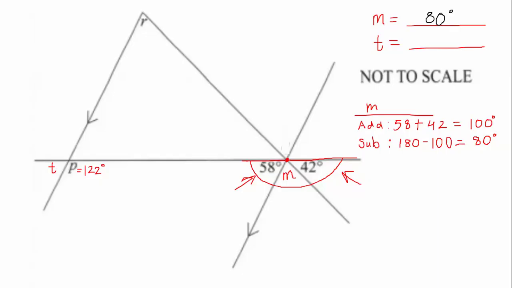Are we good? Let me know. Y'all understand this? How many persons got 80 for M? I did. Very good. Excellent. Okay, now what y'all get for T? 58. Okay. Very good.